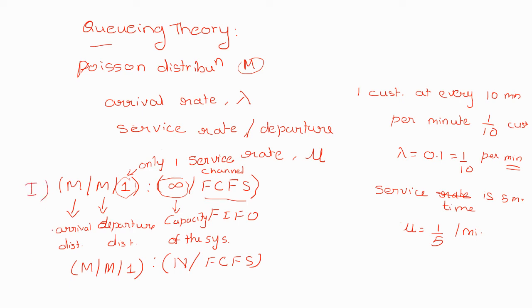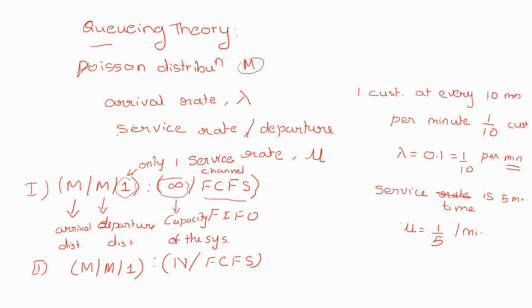This will be my model 1, a model whose arrival rate follows a Poisson distribution, whose departure rate follows a Poisson distribution, which has only one service channel with infinite capacity, and first come first service rule. My second model is similar, with arrival rate following Poisson distribution, departure rate following Poisson distribution, and one service channel, but with a finite capacity and following the first come first service rule. These are the two models we will be studying here.